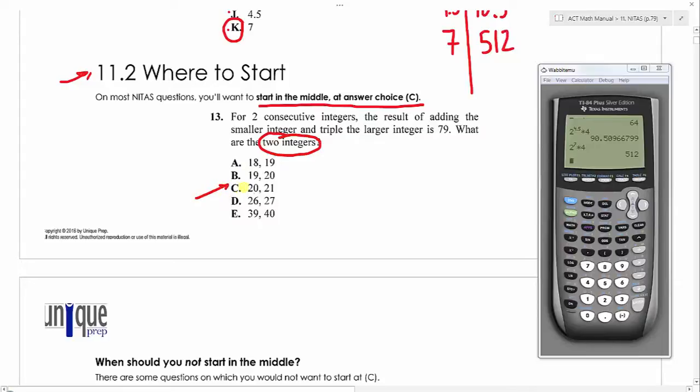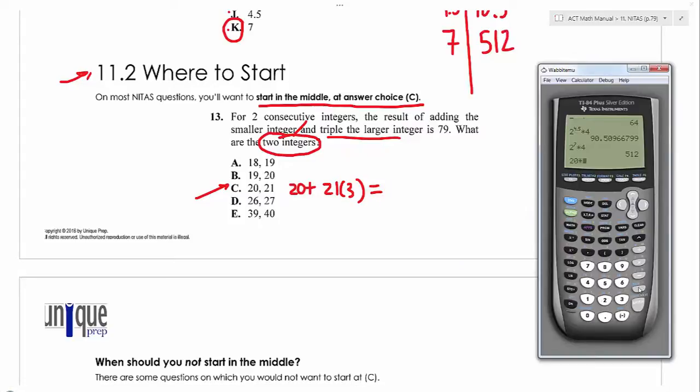So again, I'm going to start here in the middle at answer choice C. They say the result of adding the smaller integer, so 20, to triple the larger, so 21 times 3. 20 plus 21 times 3 is going to be, and I'm just going to do this in the calculator so I don't run the risk of making any careless mistakes, 83.